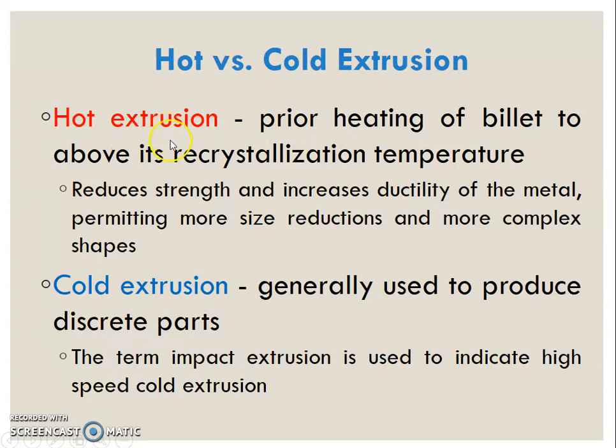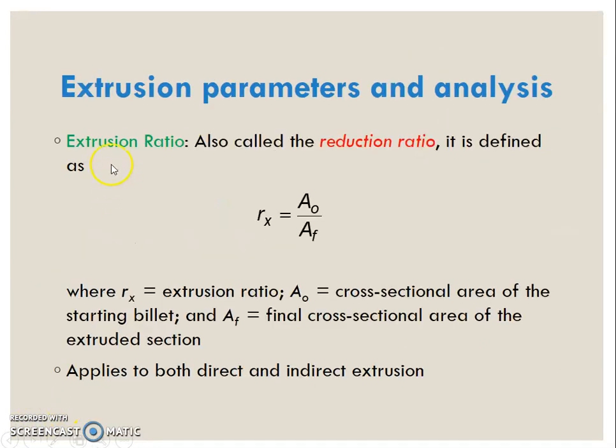the hot extrusion. How do we define the hot extrusion and cold extrusion? It is the same as I've mentioned previously. Hot extrusion is above 0.5 of the melting temperature, and cold extrusion is done at room temperature. As for cold extrusion, usually they will use impact extrusion, which indicates high speed cold extrusion. Now let's see the extrusion parameters and analysis.